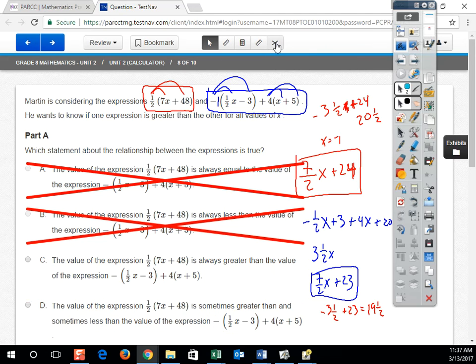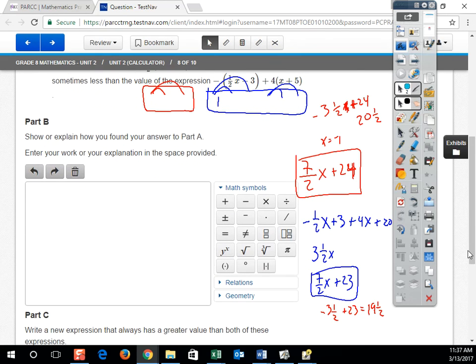So I want to get off of that. There we go. Part B. Show or explain how you found your answer in Part A. Enter your work or your explanation in the space provided. All right. It would be expected for you to do exactly what I have done, but only in written form. And I realize it's probably pretty boring to listen to me do it after I've already explained it. So I'm going to skip that. But you definitely need to show all of this work here, as well as all of the work here.